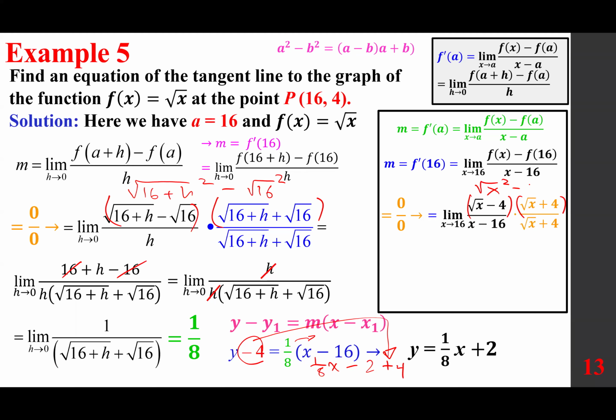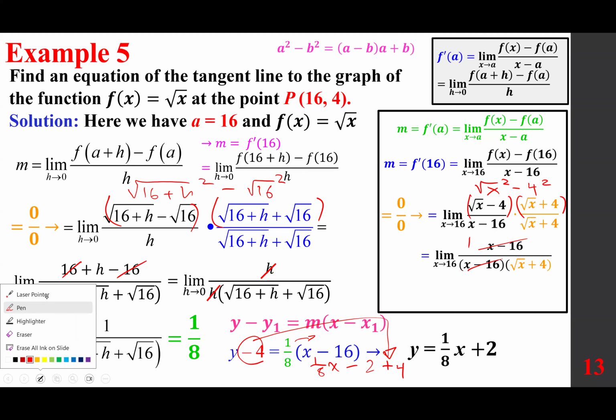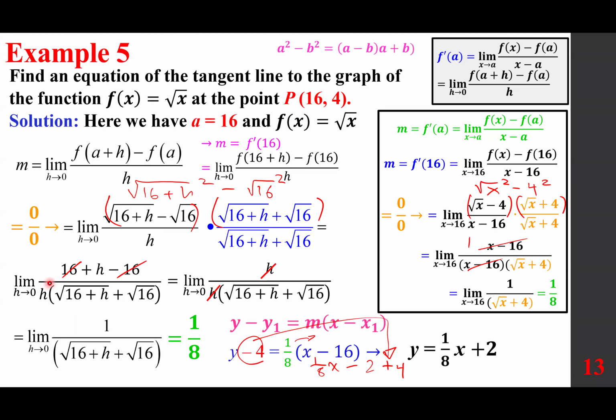Square root of x squared minus 4 squared. You get x minus 16 in the numerator, which cancels out the x minus 16 in the denominator. And so you get 1 over square root of x plus 4. You're taking a limit. If you put 16 here, this becomes 4 and 4, 8. So this is the same number that was found here. And that is the slope of a tangent line. Very straightforward, everybody.